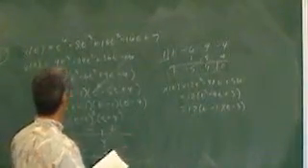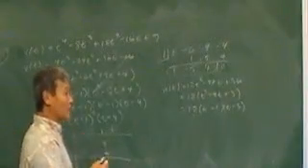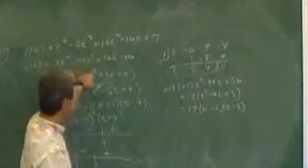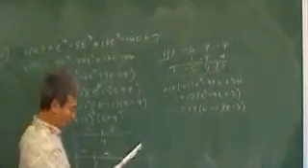What is the initial velocity? That means what is the velocity when time is 0? Here's your velocity equation. If I plug in 0 for t, what do you get? Negative 16. That's your initial velocity.